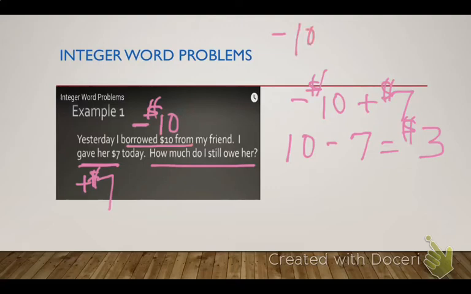Well, here's the absolute value of negative 10 and the absolute value of positive 7. Negative 10, the absolute value is 10. Positive 7, absolute value is 7. Remember, absolute value is always positive. Well, 10 is greater than 7, and 10 is negative, so the answer here is negative $3.